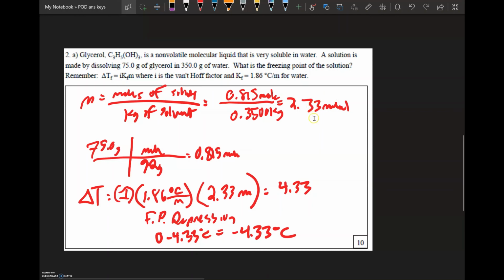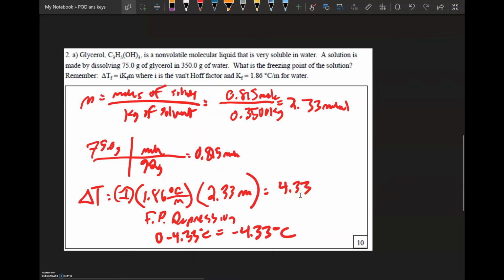So we'll take this molality, plug it into the equation to solve for delta T. They give you the freezing point constant, which is 1.86. Now the Van't Hoff factor is representative of how many ions are present. Well, since glycerol itself is an organic compound, it's not an ionic compound, it's covalent, and covalent compounds are going to be 1 for the Van't Hoff factor. So we go through the calculations, we end up with delta T is 4.33.